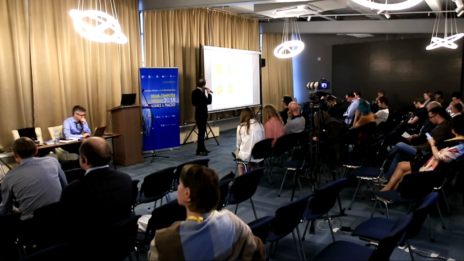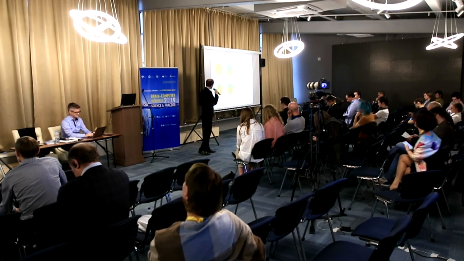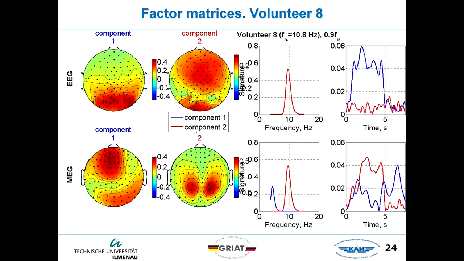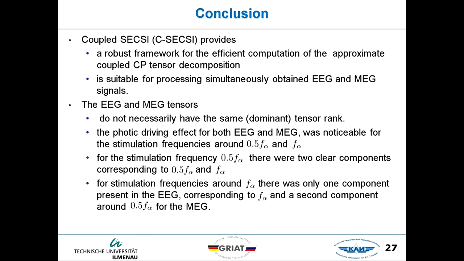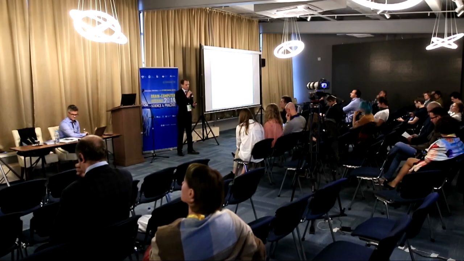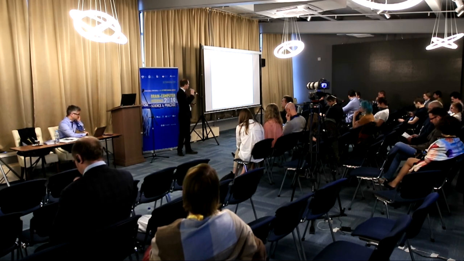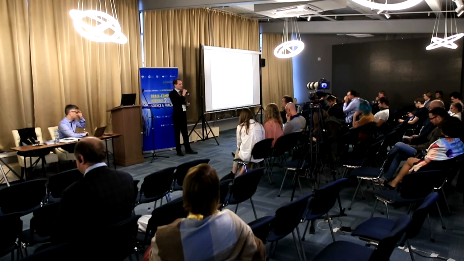For example, for volunteer 8, we can see again two components. But on the stimulation frequency close to the alpha frequency, we can see that the second component is a little bit wrong, because we should see a response on the occipital zone. So, the conclusion: I can summarize that the coupled framework that was proposed by our colleagues in Ilmenau is robust, and it gives us a good opportunity to extract features of the signals from EEG and MEG data, and we reduced the dimensionality of the data.